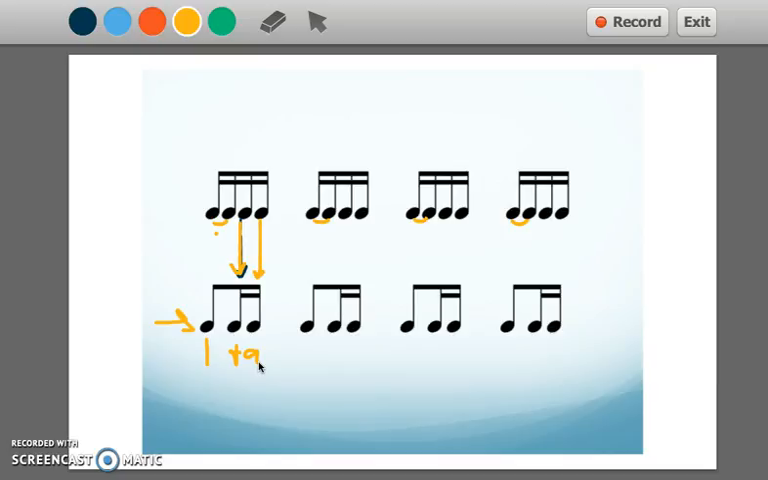I like to put silly words with different rhythm patterns, and so you could say anchovy, anchovy, anchovy, anchovy, 1 and a 2 and a 3 and a 4 and a. So that is one combination.